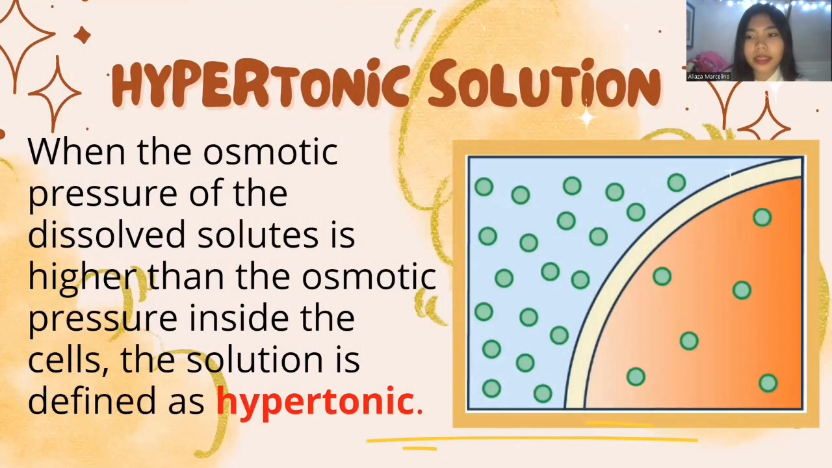Next is about hypertonic solution. A hypertonic solution happens when the osmotic pressure of the dissolved solutes is higher than the osmotic pressure inside the cell. The solution is defined as hypertonic because the water or solvent inside the cell will force their way out to equalize the osmotic pressure, causing the cells to shrink.